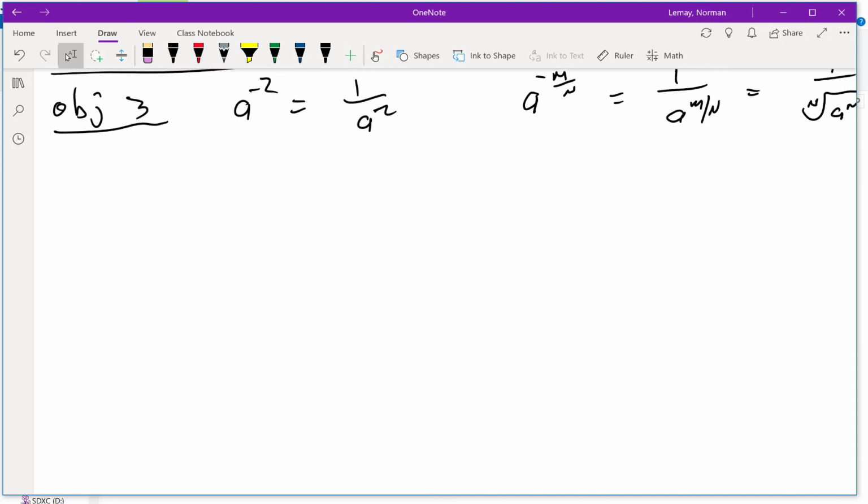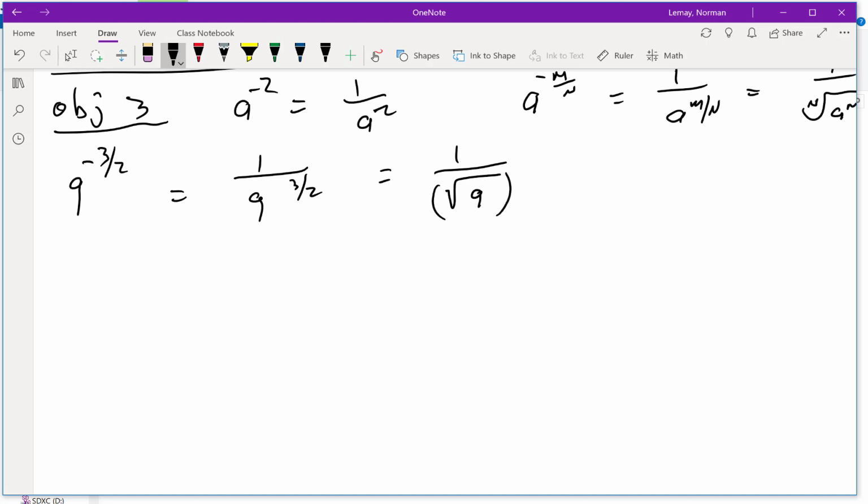So let's just note that we have 9 to the minus 3 halves power, which is 1 over 9 to the 3 halves power. Oops, no minus there. Thank you, I caught that. And note that this is just 1 over the square root of 9, and since we want to do this cubed, it ends up being 1 over 3 cubed, which is 1 over 27.